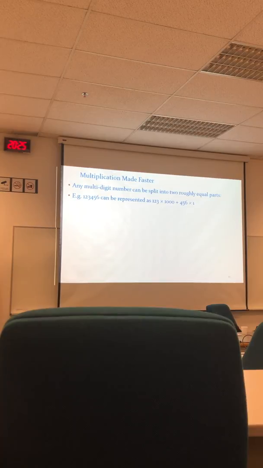This is the first part, 1, 2, 3. Second part is 4, 5, 6. Okay? So here, that means both are 3 digits. If you have an odd number of digits, then you may divide into two roughly equal parts. It may not be exactly equal. The first part may be 2 digits, the second part may be 3.